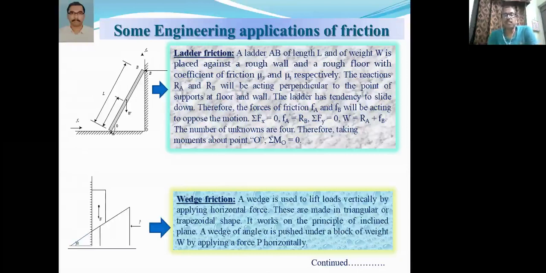Another example is wedge friction. What is a wedge? A wedge is used to lift loads vertically by applying horizontal force. These are made in triangular or trapezoidal shape, which I have shown in the diagram. A triangular shaped wedge is moved so that the rectangular shaped body is moved upwards.